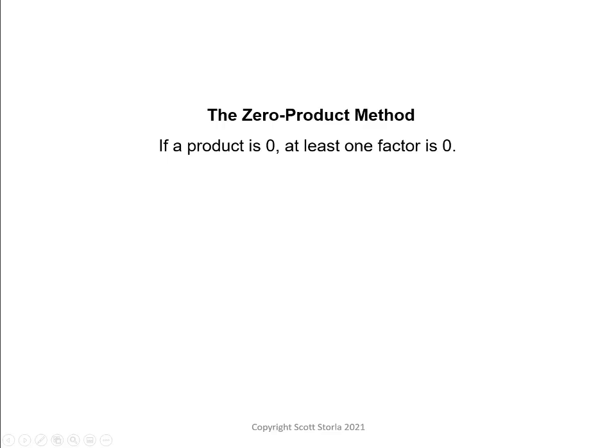It's more that you want both tools, both the zero product method and the quadratic formula, and then you shift back and forth depending on what you start with. The idea behind the zero product method is, if a product is zero, at least one of the factors has to be zero.